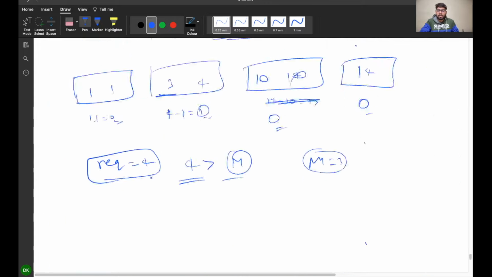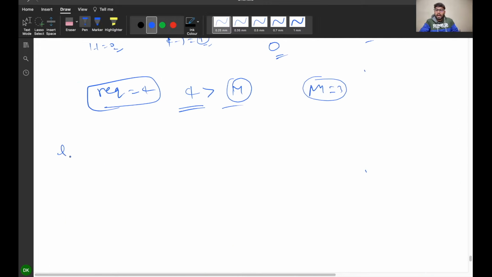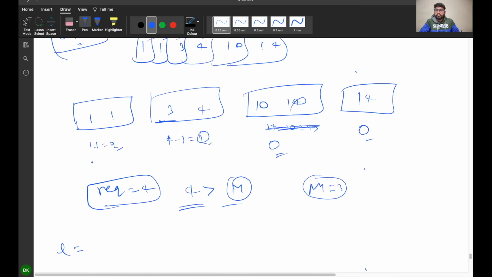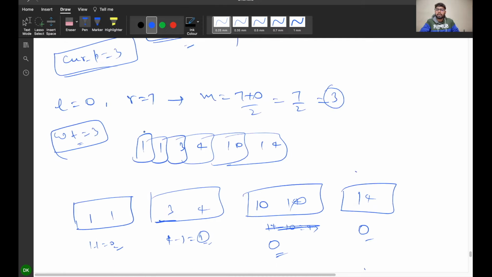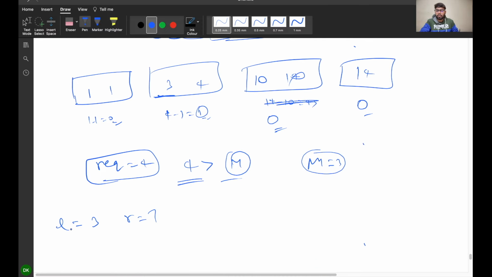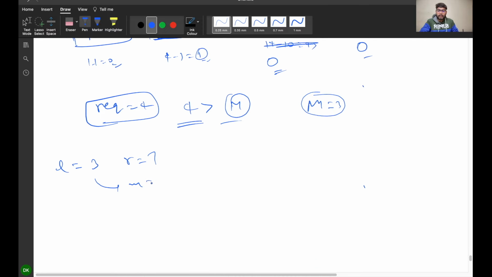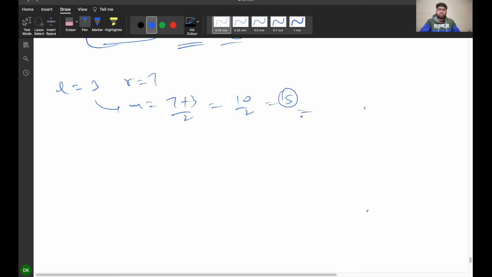Okay, so after this my L would become what? My L would become 3 and my R would become what? 7. Okay, again I have to find M. M is equal to 7 plus 3 divided by 2, that is 10 divided by 2, that is 5. Okay, so here my M is equal to 5, so my waiting time is equal to 5.